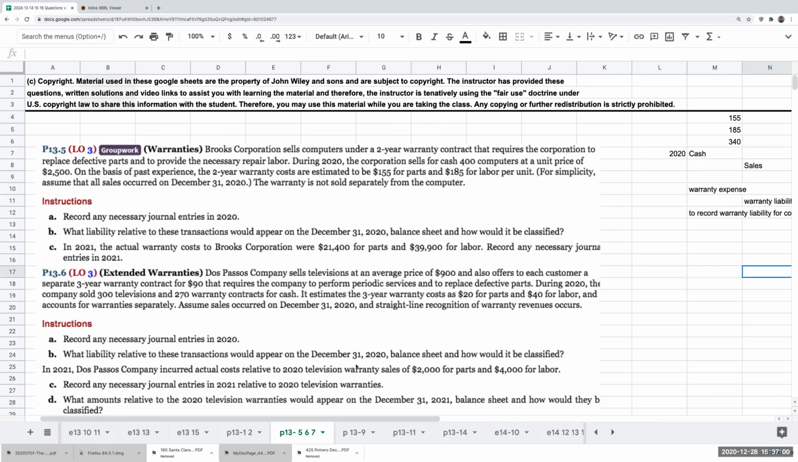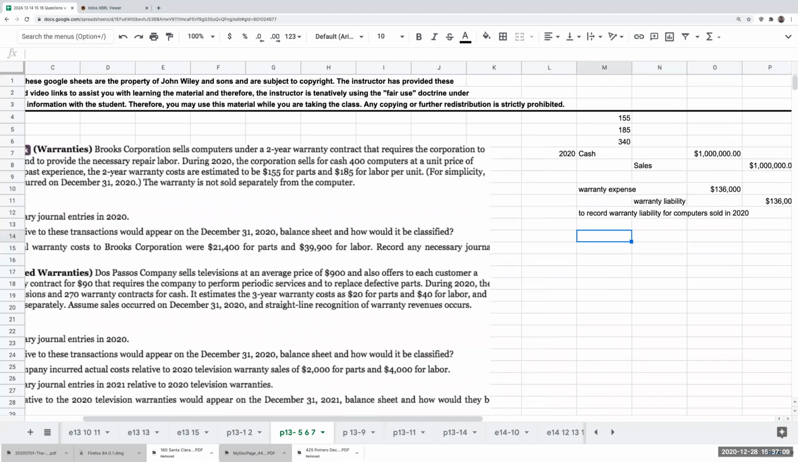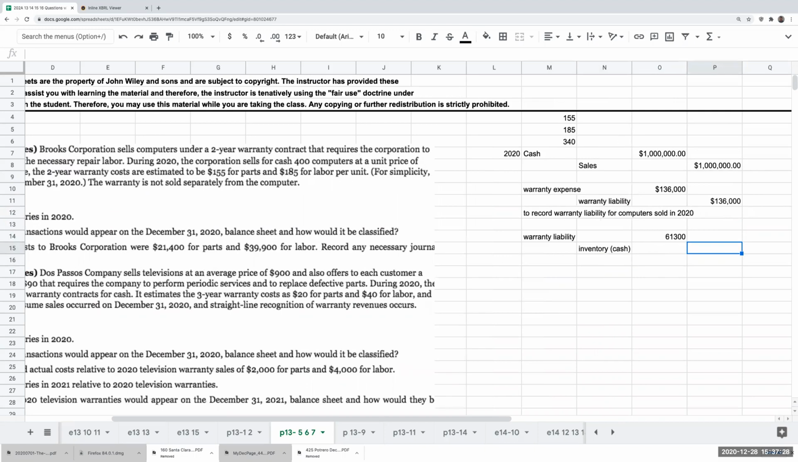Okay, so over here in 2021, the actual warranty costs to Brooks were $21,400 for parts and $39,900 for labor. So we know that we're going to have to relieve our warranty liability by $21,400 and $39,900. So if it's for parts, I would be crediting my parts inventory for $21,400. And then over here, I could be crediting salaries and wages payable for $39,900.